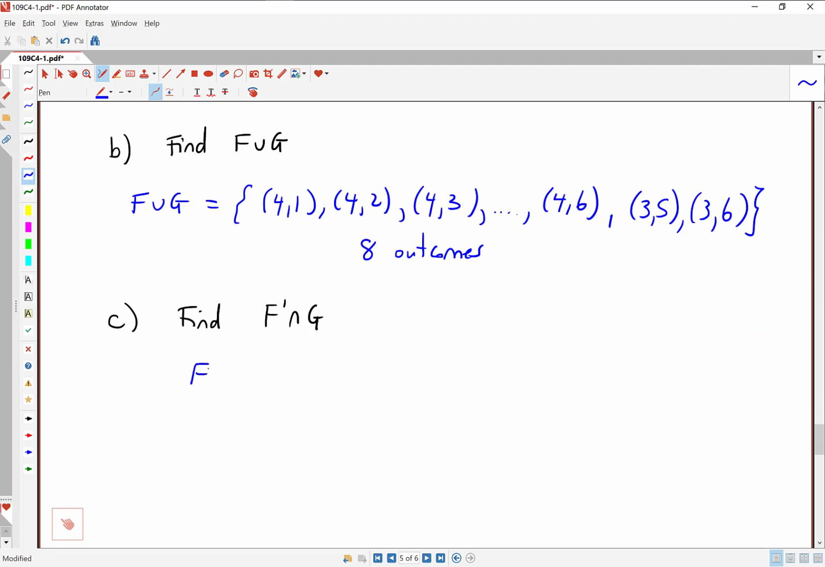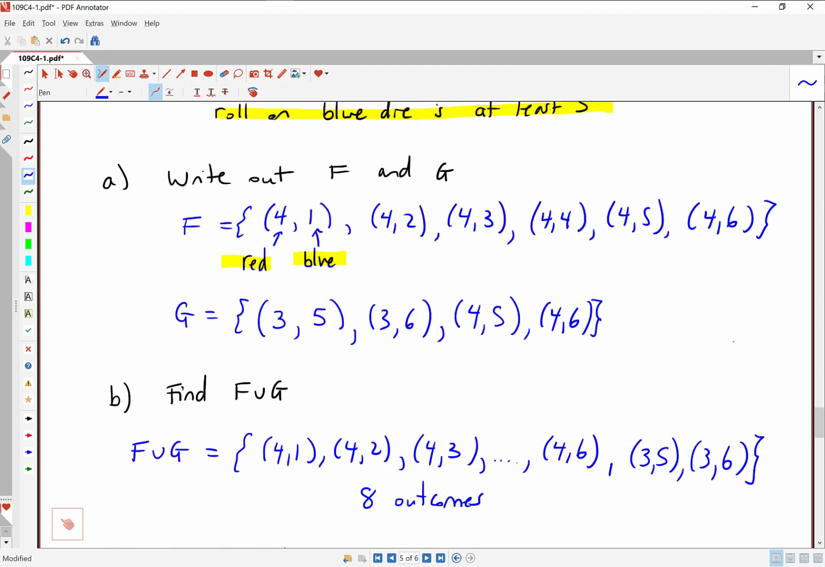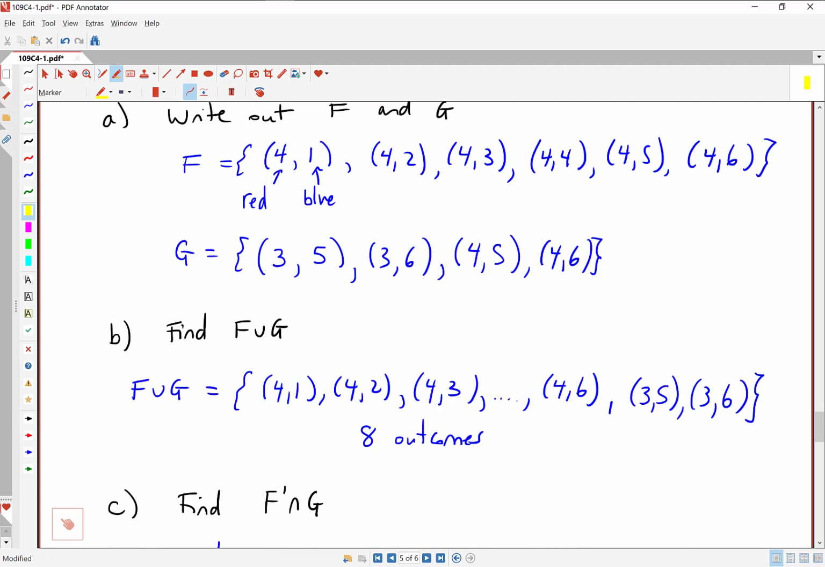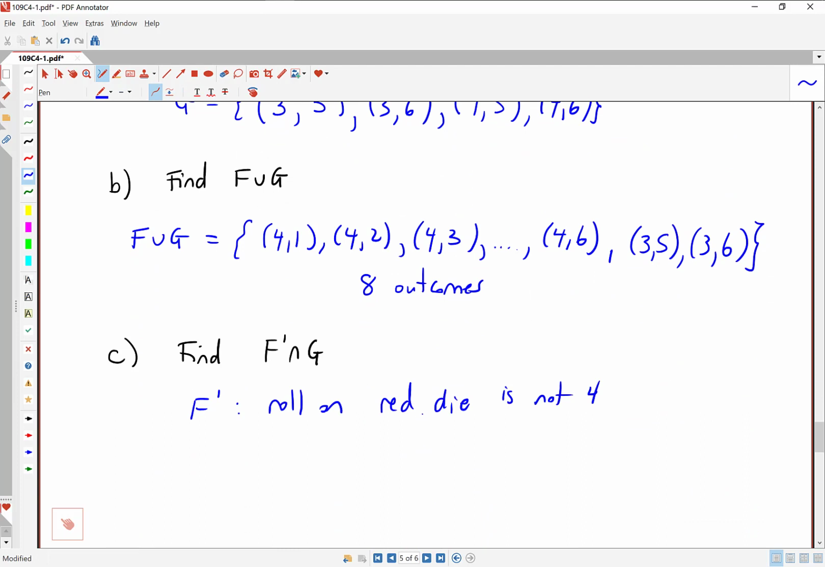So first, I would want to think about what the complement of F is. Okay, let's scroll back to the question and see the description of what F was. So here was F. F is that the roll on the red die is 4. So the complement of that is that the roll on the red die is not 4.